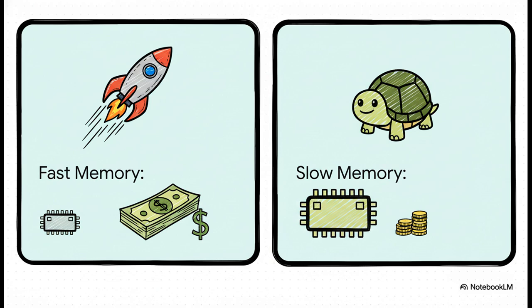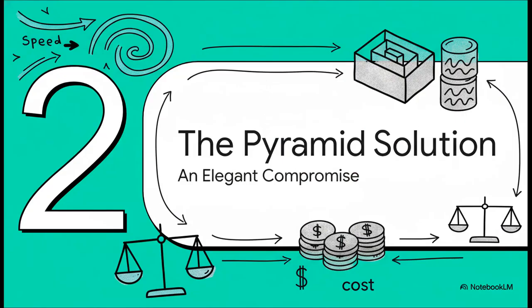That's the fundamental trade-off. So what do engineers do when they're stuck between a rock and a hard place like this? Well, they don't pick one. They get clever. They build an elegant compromise. They design a whole system that tries, and succeeds really, at giving us the best of both worlds. And that solution, that's what we call the memory hierarchy.